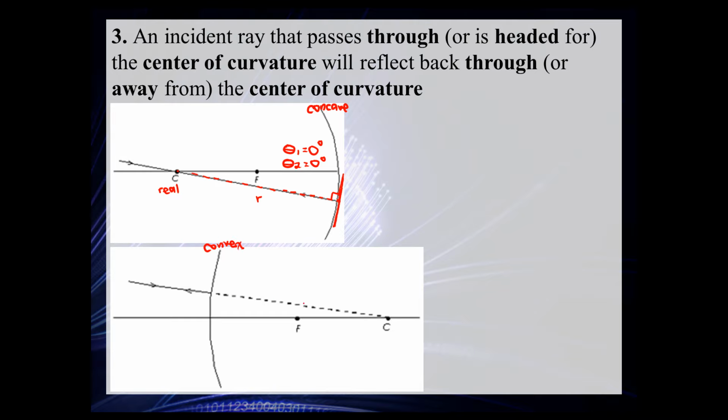For a convex mirror, well, once again, you can't actually get to the virtual center of curvature because it's on the other side of the mirror, but you can still target it. So if I have a ray of light that targets that center of curvature, and again, we can show the targeting just by representing it with a dashed line, and then it hits the mirror, and then it bounces back along the same line at the point of contact of the mirror.